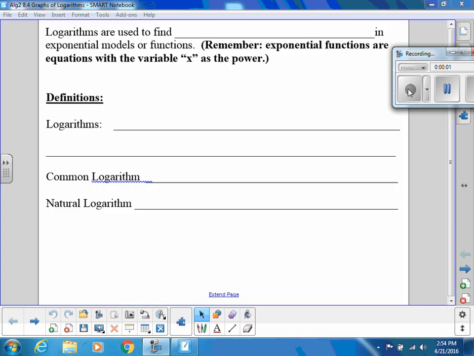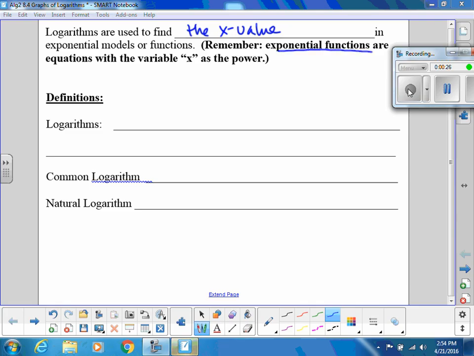Okay, in the last video, guys, we talked about how logarithms were inverse operations of exponential models. We said that it's like undoing the exponential. So another way of saying that is we use logarithms to find the x value in the exponential models or functions. So we use them to solve exponential models and functions. Okay, and remember that in an exponential function, those are the equations that have the variable in the power.